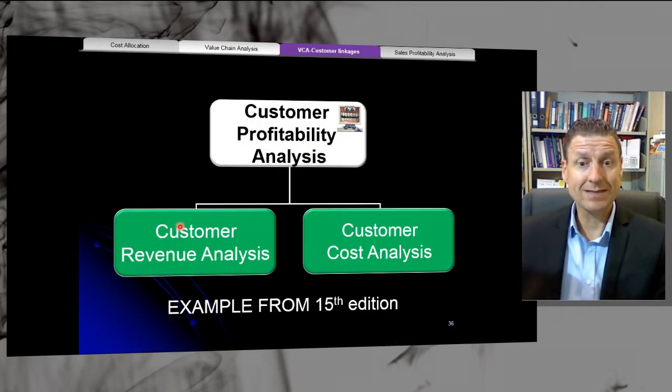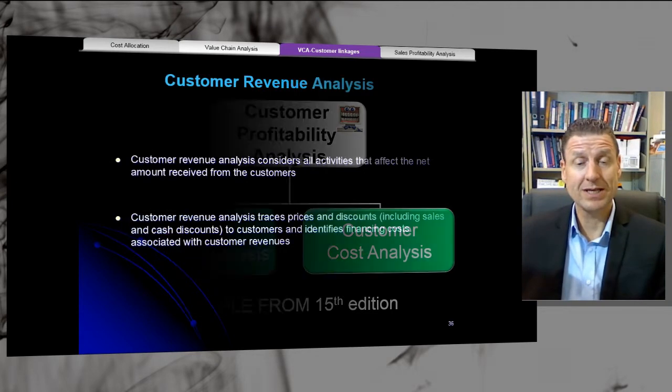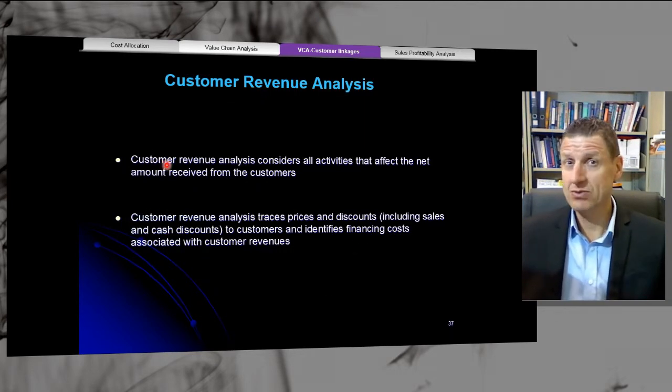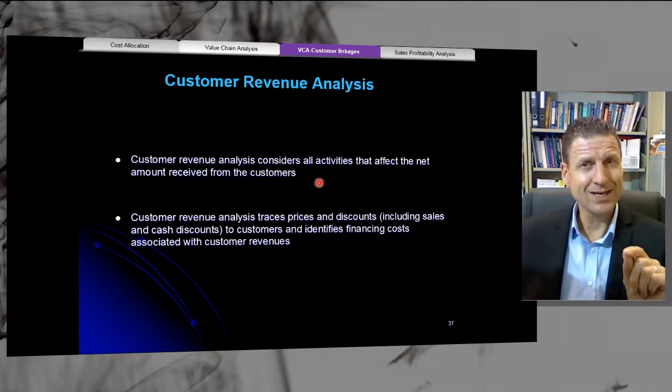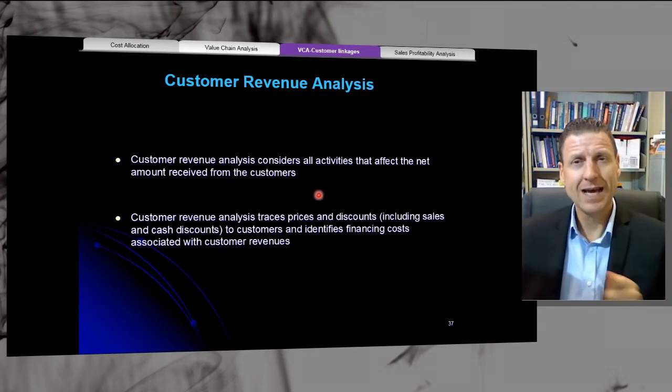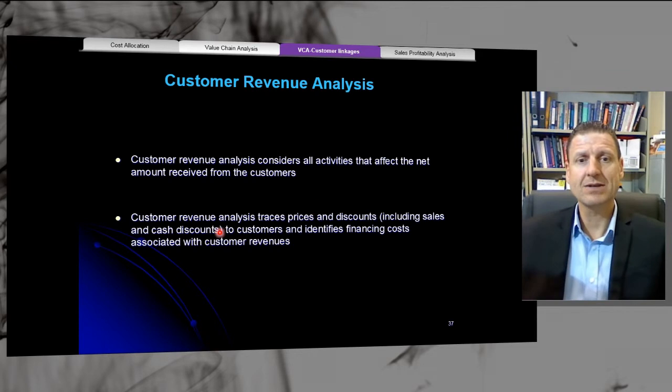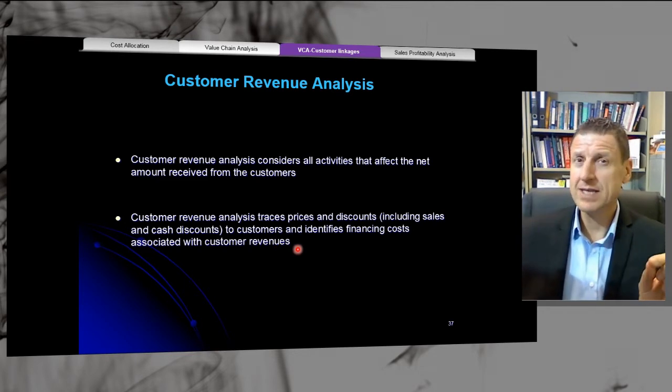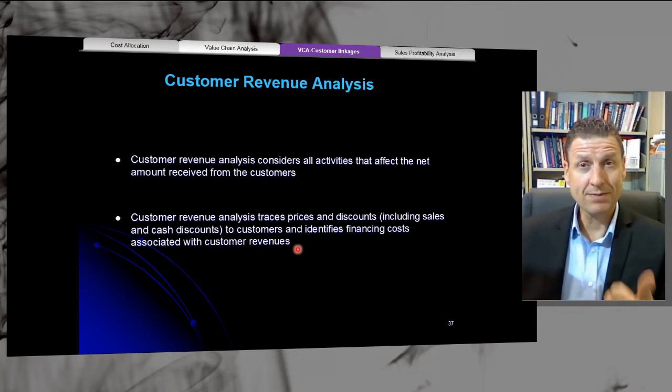So we're interested in customer revenue analysis and customer cost analysis. As I said earlier, customer revenue analysis considers all activities that affect the net amount received from the customers. Customer revenue analysis traces the prices and the discounts, including sales and cash discounts to customers, and identifies financing costs associated with customer revenues. You see, not all customers have the same bargaining power. Suppliers that supply to Apple have to wait for up to 3 months to get paid, whereas if you go to those same suppliers, they'll want cash immediately.